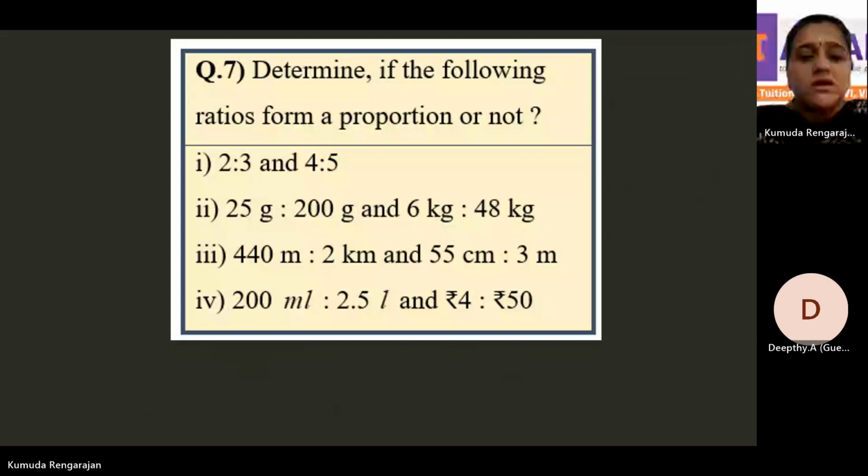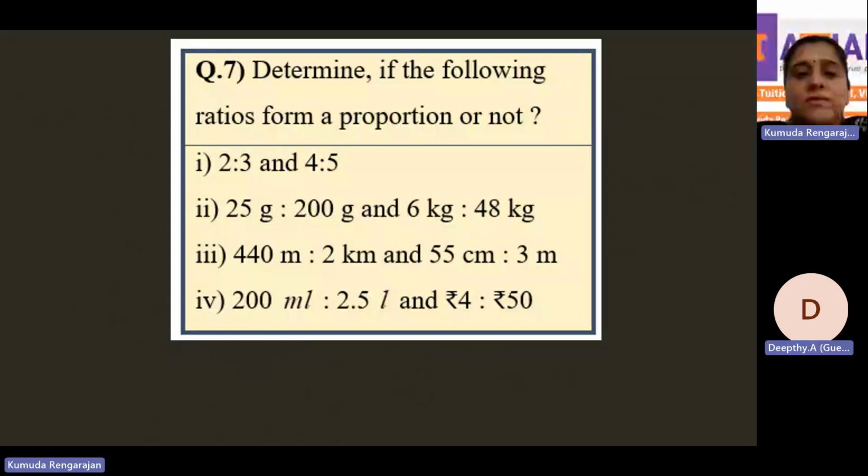So, determine if the following ratios form a proportion or not. Mom, this will be the second question, right? Yes, this is the second question. So the heading is: determine if the following ratios form a proportion or not. All right, we'll try all four.